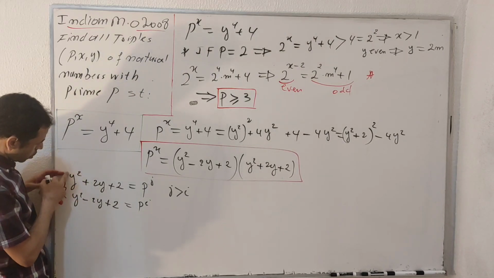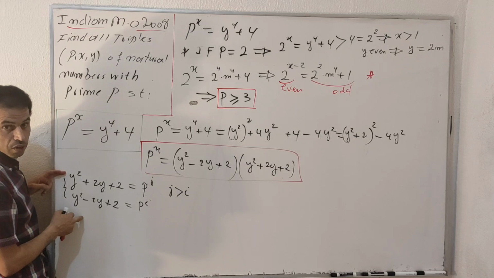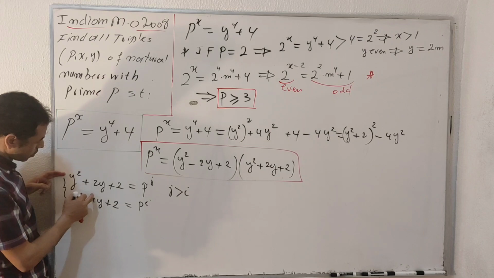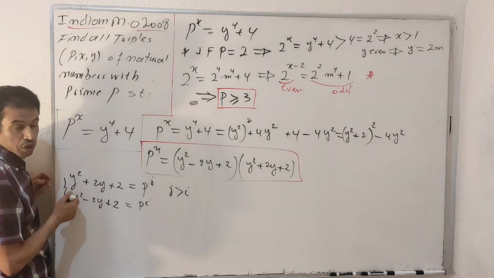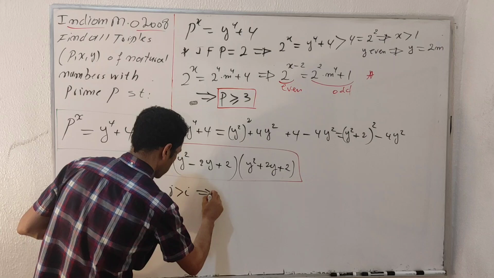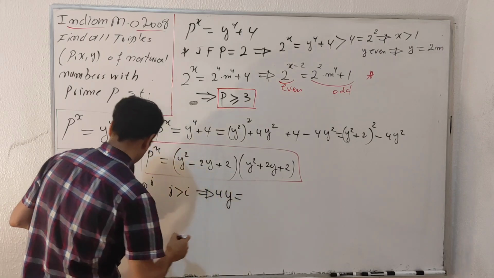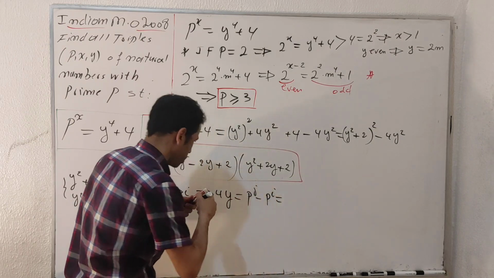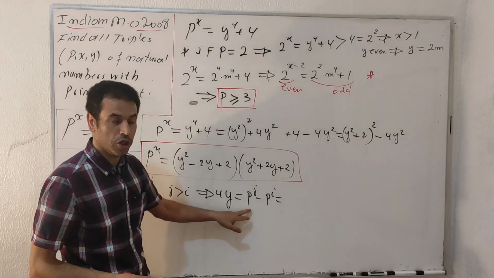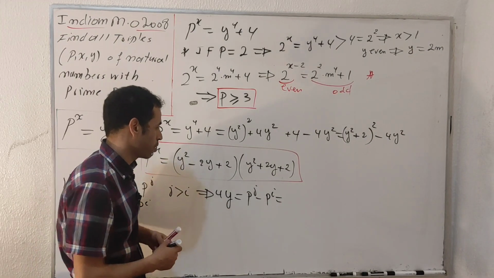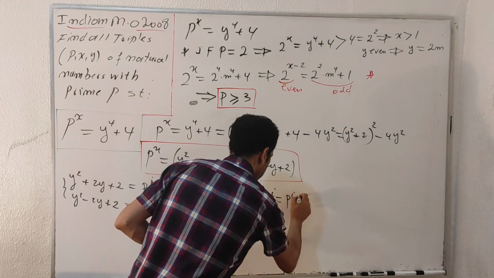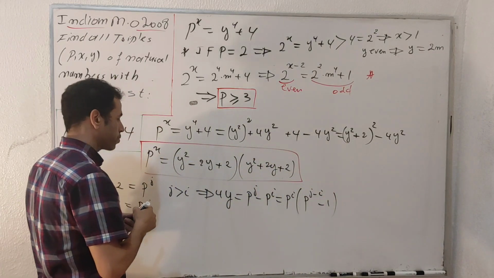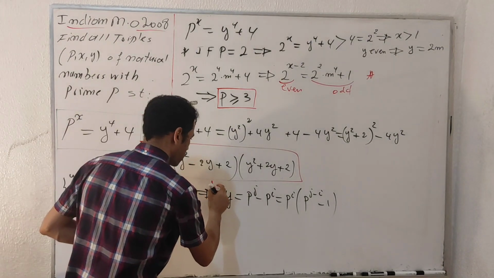If I do so, many things will be cancelled out. The y squared will be cancelled out, and the 2 will be cancelled out. I will be left with 2y minus negative 2y, which is 4y. So on this side I will have 4y, and on this side I will have p to the j minus p to the i. Since p to the i is smaller than p to the j, I'm going to take p to the i as a common factor. I will have p to the i factor p to the j minus i minus 1. Okay, so I have ended with this expression.